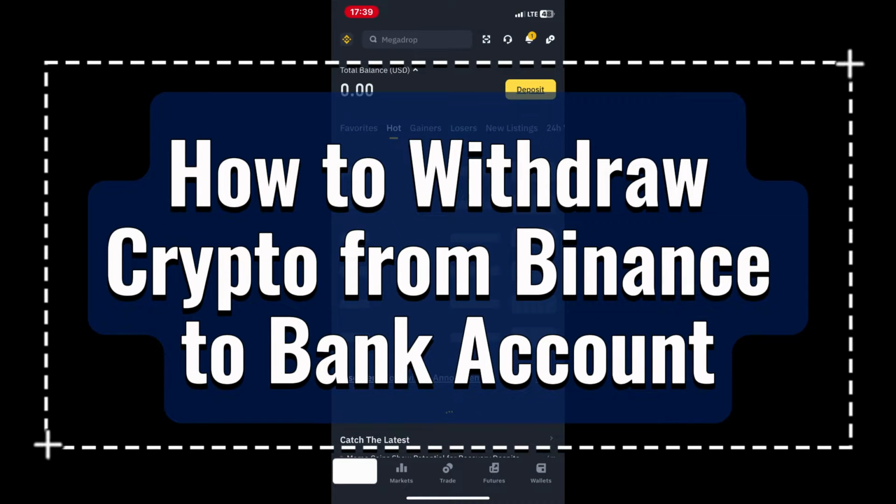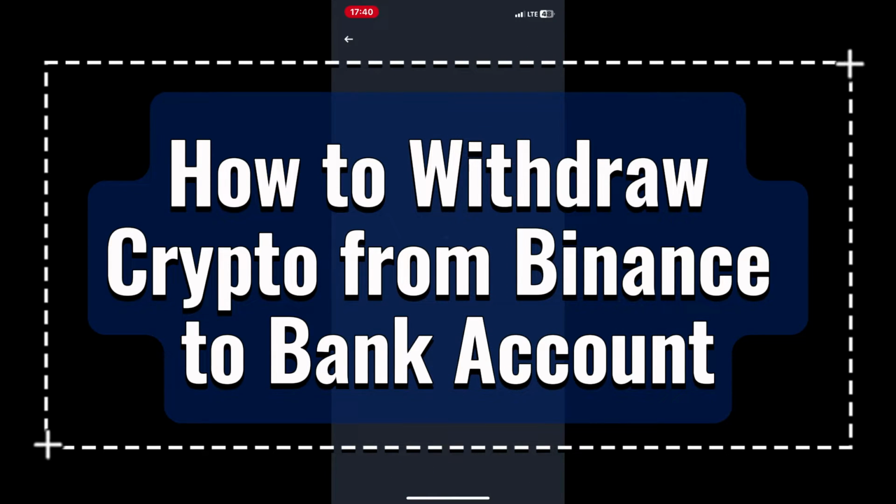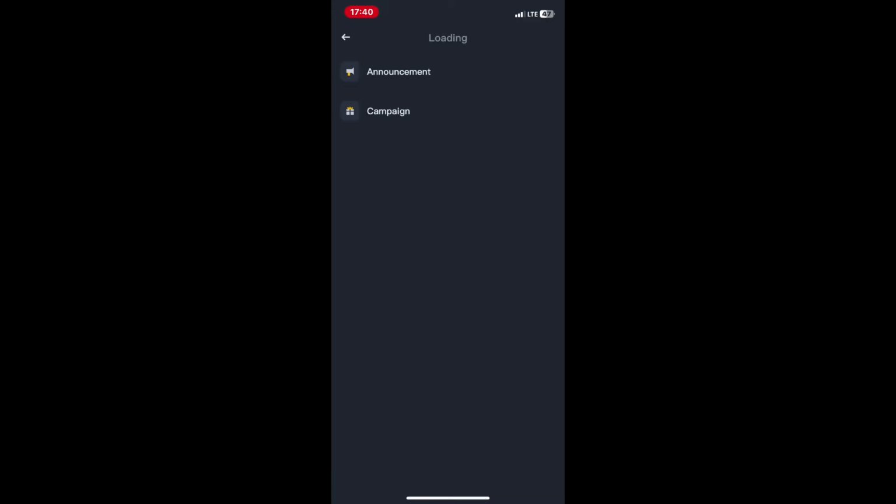How to withdraw crypto from Binance to bank account. Hello crypto enthusiasts, ready to cash out your crypto holdings? Let's explore how to withdraw crypto from Binance to your bank account in a very easy way.